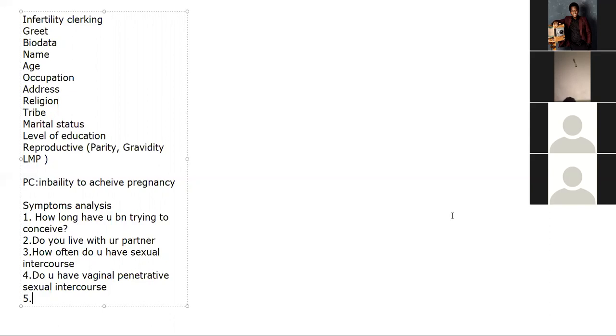Has the husband fathered any child before? Exactly. You want to know if the husband has fathered a child before. That's very good. You're correct. Even from the definition I gave you, don't forget it has to be unprotected sexual intercourse, and the frequency. So you have to ask the patient, do you have unprotected sexual intercourse?